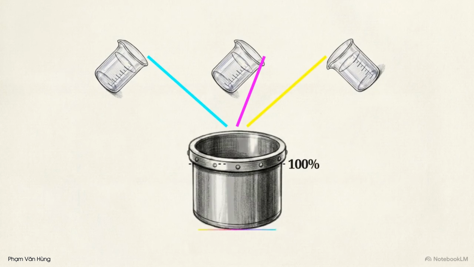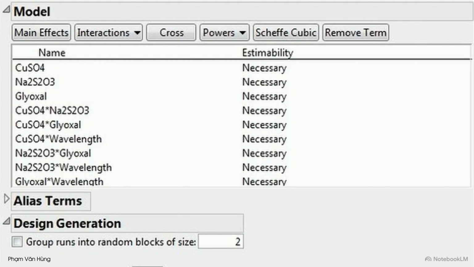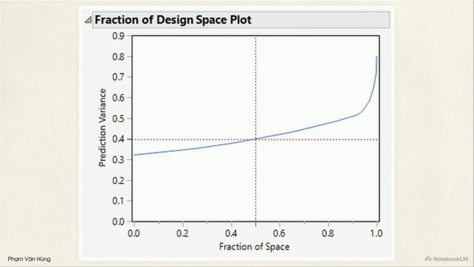Mixture experiments are necessary when all your factors are ingredients that must sum to exactly 1, or 100%. The software allows you to blend these proportional mixture ingredients with standard environmental variables in the exact same model. This list shows chemical mixture ingredients like copper sulfate interacting directly with wavelength, a non-mixture process factor. You evaluate the reliability of a mixture design by analyzing its prediction variance. This fraction of design space plot maps that variance. As the line curves upward on the right, the prediction variance increases near the extremes of the design space.